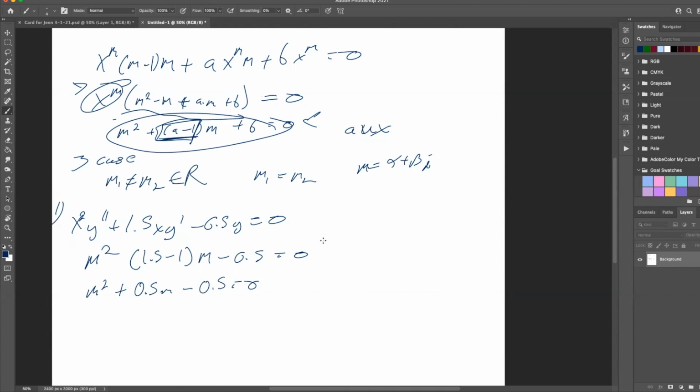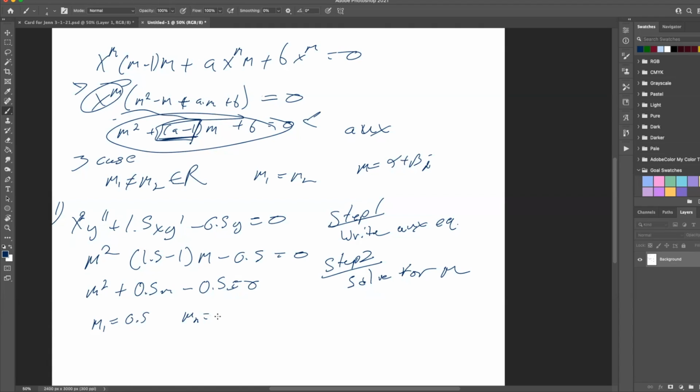Okay. And so, I guess I don't have this in my notes, but step 1: write the auxiliary equation. That's the first thing you need to do. Just write out step 2, right? Solve it. Solve for m. And so in this case, when we solve for m, we're going to get the following. So here we'll get m1 is equal to 0.5, and m2 is equal to -1.